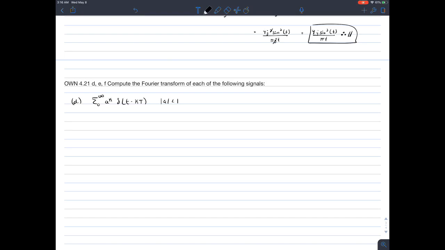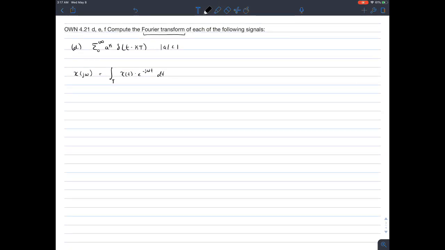Okay, so when you're computing a Fourier transform, you're given x of t and you want to find x of j omega. With a bunch of practice, you should already know x of j omega is going to be equal to the integral over your domain of x of t times e to the negative j omega t with respect to t. So our x of t is equal to x of t.